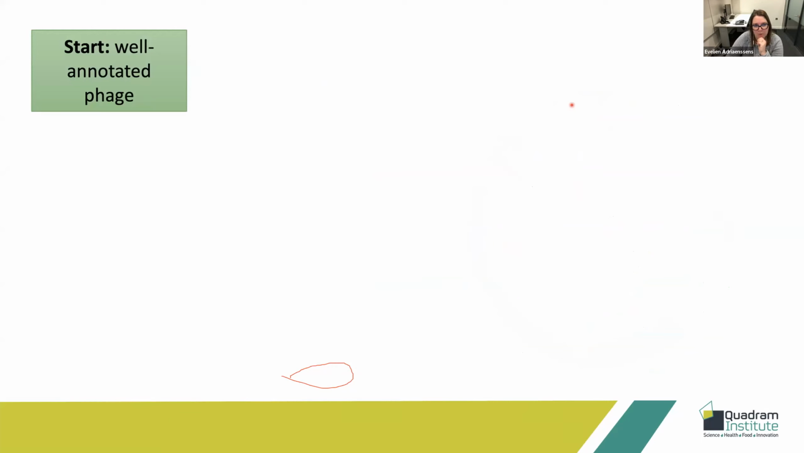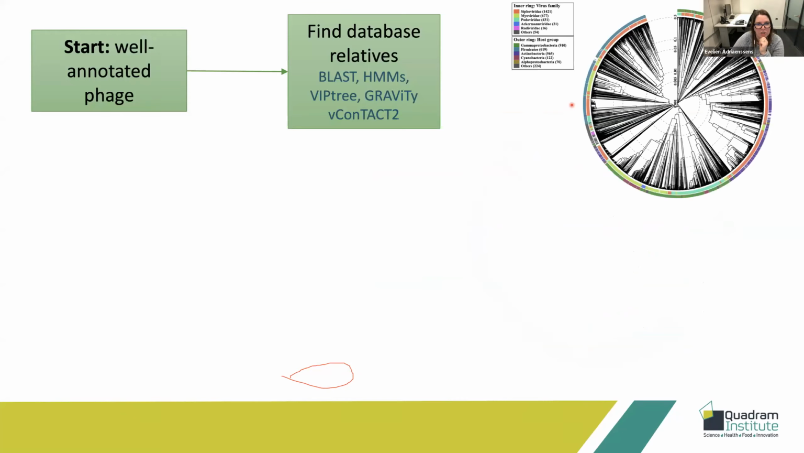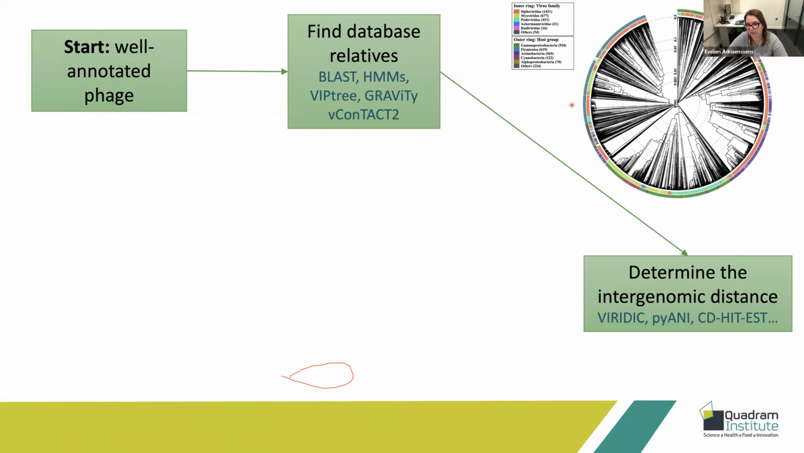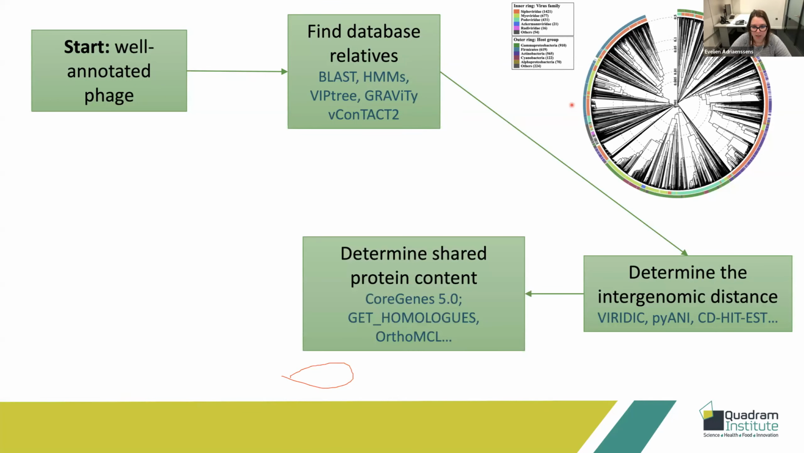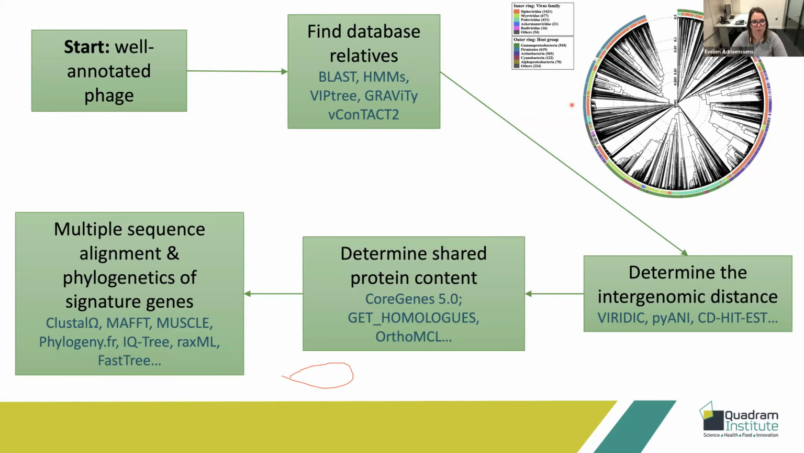So what are the steps that you want to go through in a flowchart? You want to start with a well-annotated phage. You want to find the closest relatives in a database. Relative, pun intended. If you have a very, very novel phage and you use any nucleotide search tools, like just BLAST in a database, you might not find any relatives, but if you look at the translated nucleotides, so at the amino acid or protein level, then you might find some relatives. So it depends on which phage you have isolated, how new it is. You want to look first at whether there are any relatives that have shared nucleotide identity, look at the intergenomic distances. Then you want to look at what protein content is shared. And then you want to do multiple sequence alignments of signature genes or multiple core genes.